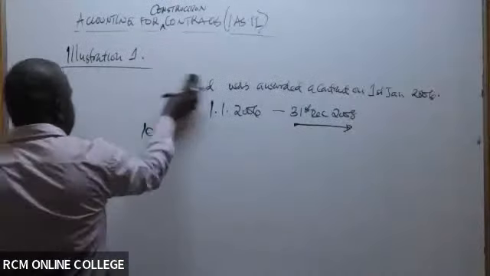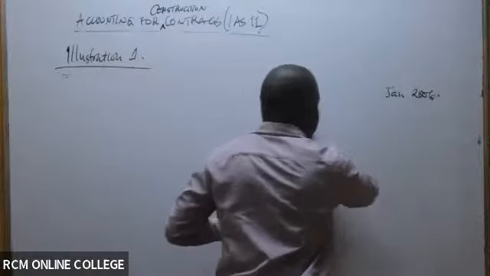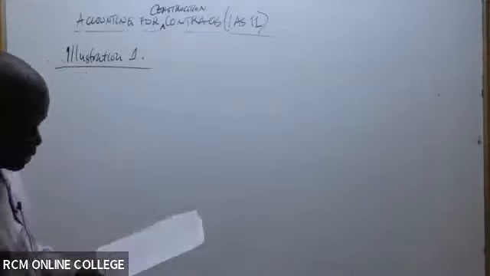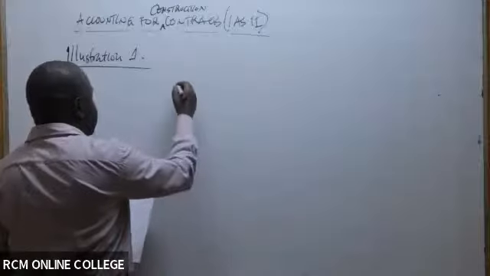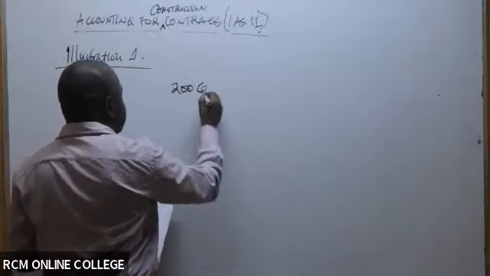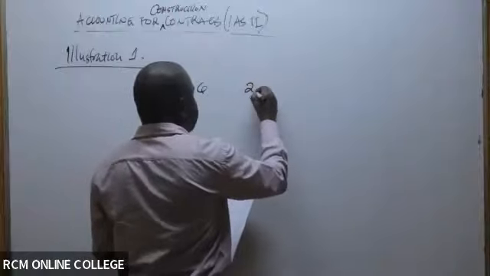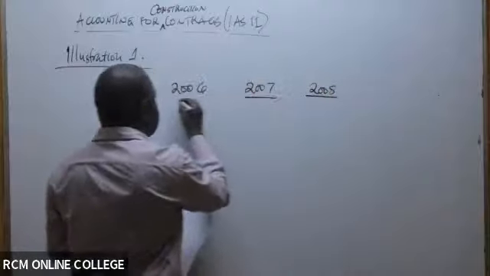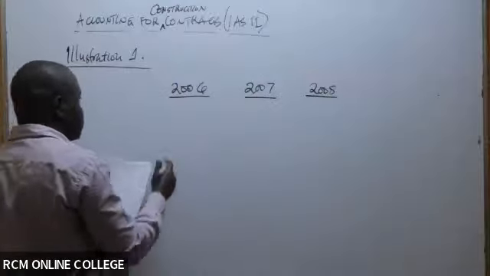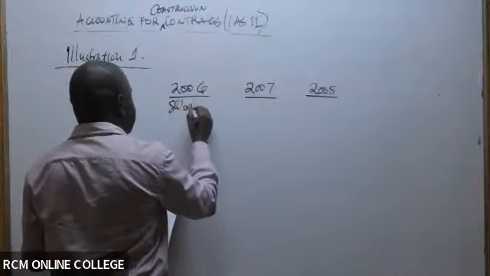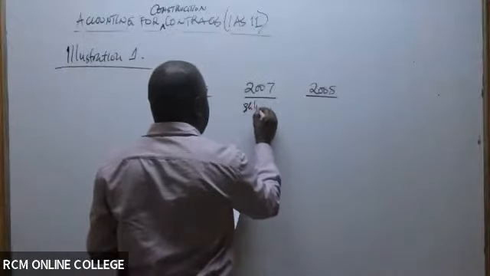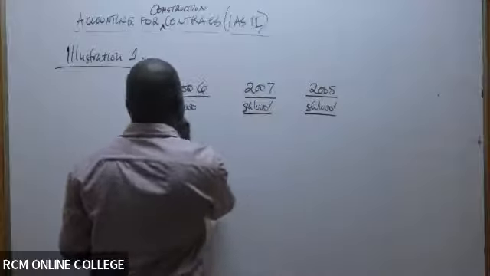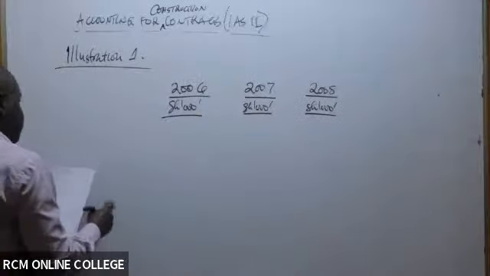Then you can prepare a table. After you've written that, you put a table. On the table, just copy exactly what I'm going to put here on the board. We have in this case 3 years: 2006, 2007, and 2008. Because our shillings, we can put them in thousands like that. On this table, you can start with the cost incurred.